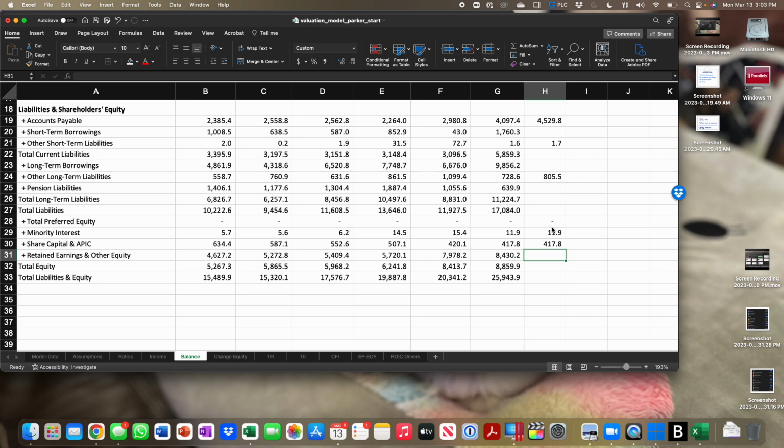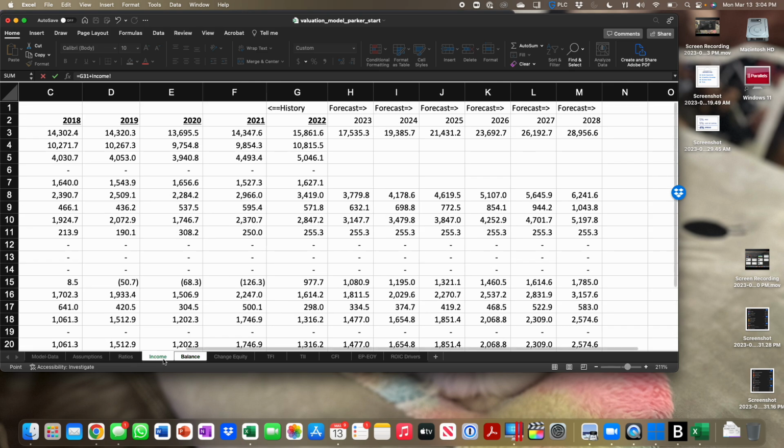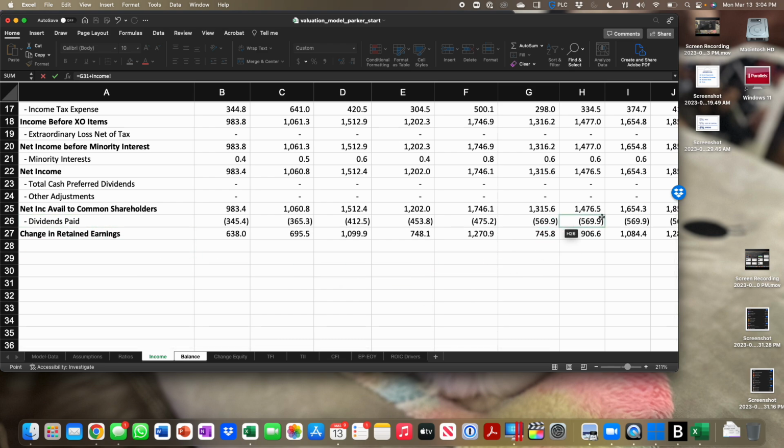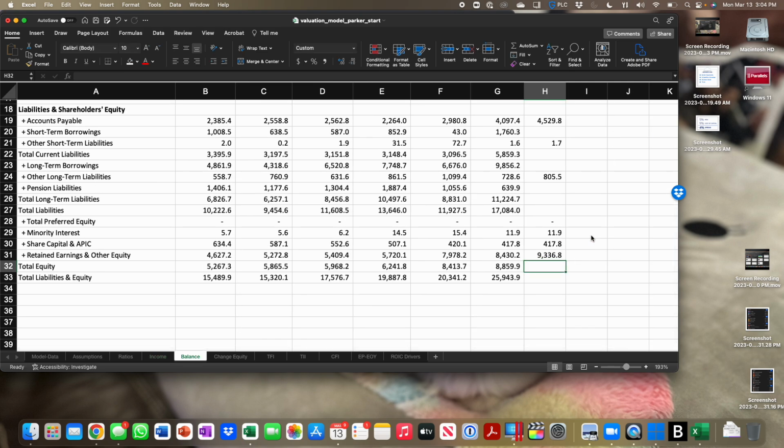The one we're solving for is retained earnings. We know that if we take last year's retained earnings, plus the change in retained earnings from the income statement, income minus dividends, that should be the ending retained earnings of the firm. So here's how we're going to solve for retained earnings in 2023. For H31 equals last year's retained earnings, so G31, plus from the income tab, column H is 2023, change in retained earnings is row 27, so plus H27 off the income tab. So if our retained earnings go up by 906.6, they should end at 933.6.